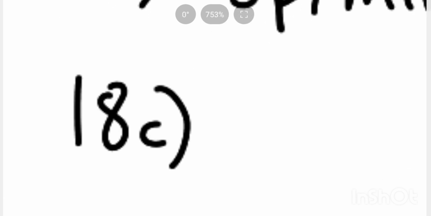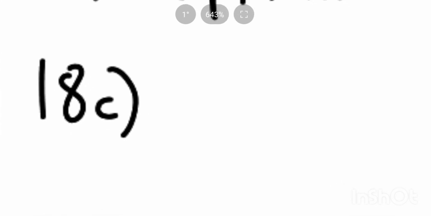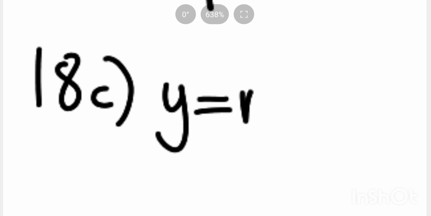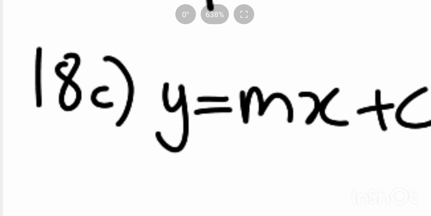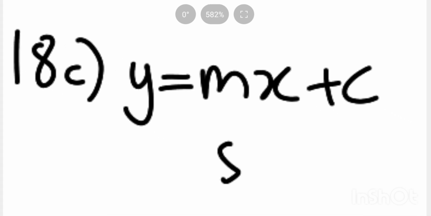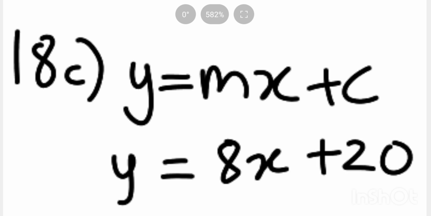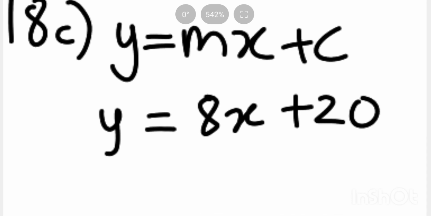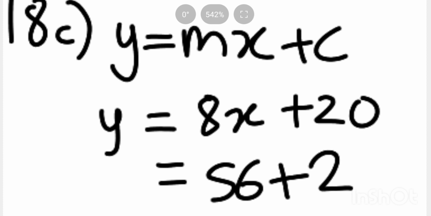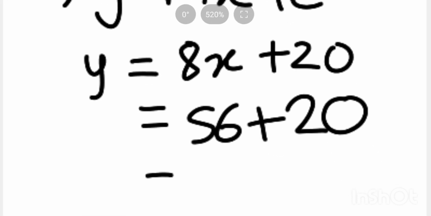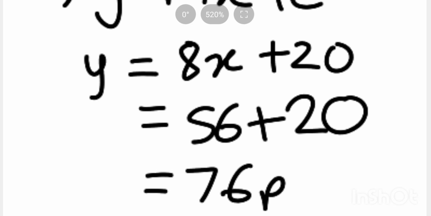18C, work out the cost of using a phone call lasting 7 minutes. So we already said that the equation of a straight line is y equals mx plus c. M is 8, c is 20, so we just need to substitute x equals 7 into this equation, so 8 times 7, 56. 56 plus 20 gives you 76 pence. That's 18C.